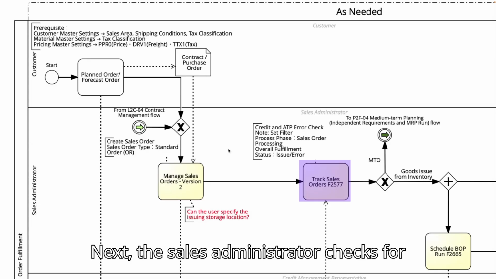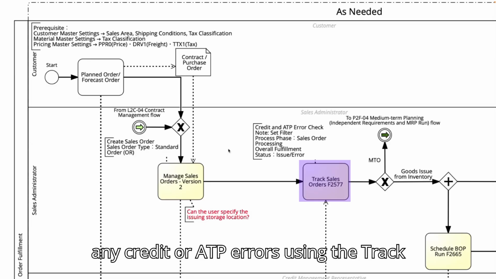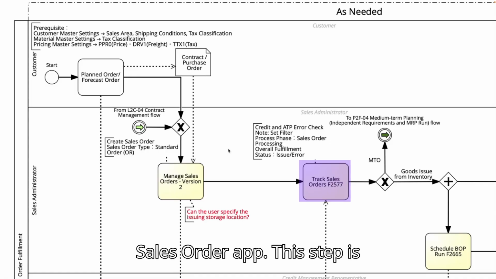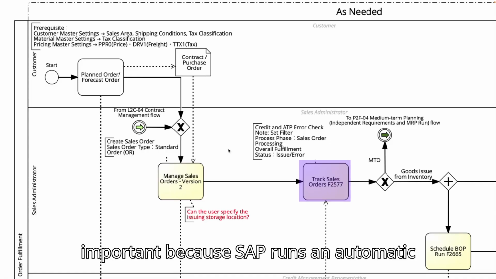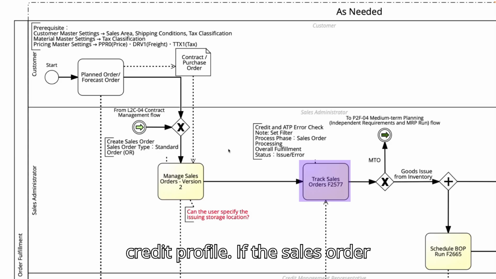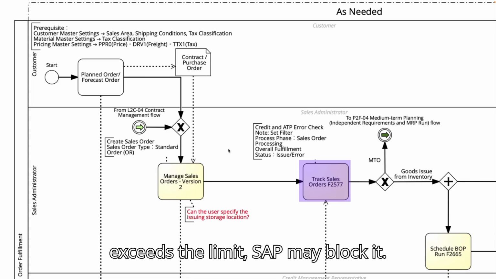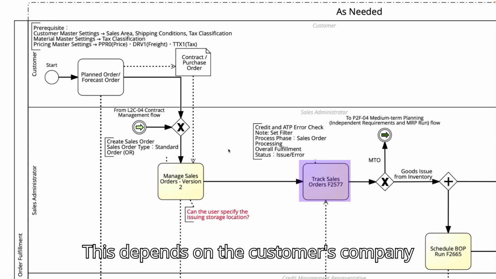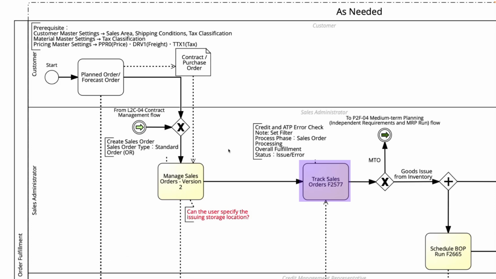Next, the sales administrator checks for any credit or ATP errors using the Track Sales Order app. This step is important because SAP runs an automatic credit check based on the customer's credit profile. If the sales order exceeds the limit, SAP may block it. This depends on the customer's company record.